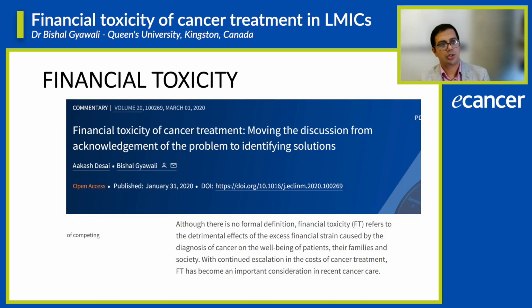So this is a very crucial point. We talk about physical toxicities of cancer treatment, like alopecia, nausea, vomiting, diarrhea, whatever. These physical toxicities affect only the patient. But unlike these physical toxicities, financial toxicity affects not only the patient, but also the families and the society. And that's why it's a serious problem.